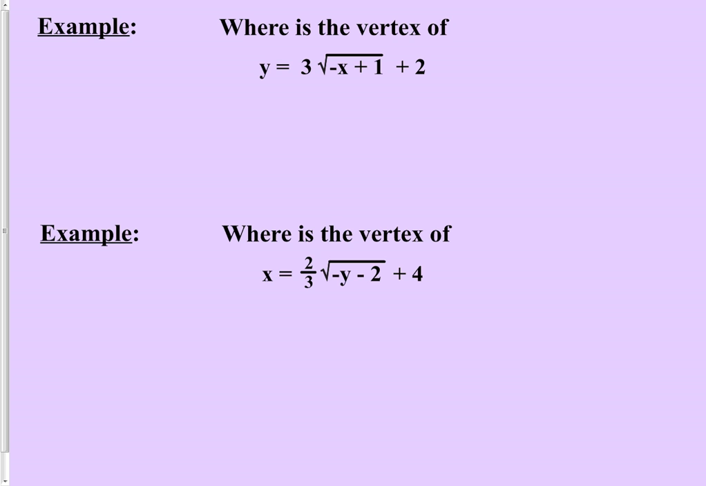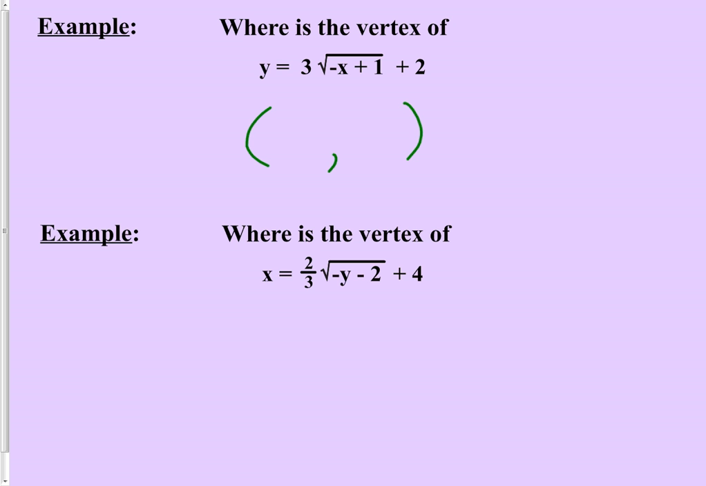Okay, let's take a look at one more, and then I'm going to leave the last one to you. Where's the vertex of y equals 3 times the square root of -x plus 1, plus 2? Okay, so let's take a look. This one is going the opposite direction on the x-axis because of the sign change underneath the radical. So we got to be sure we adjust the vertex correctly.